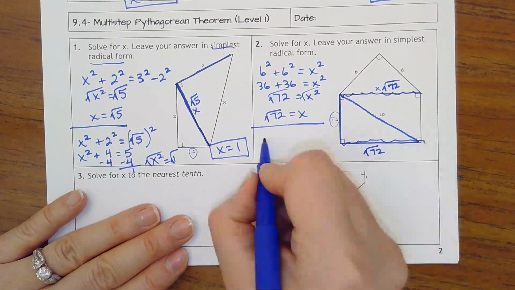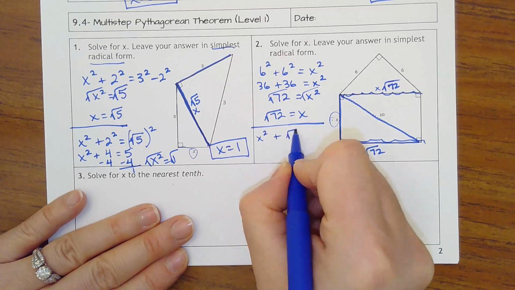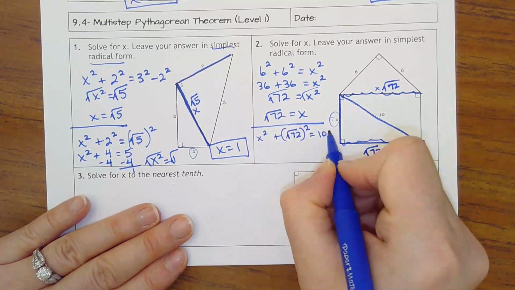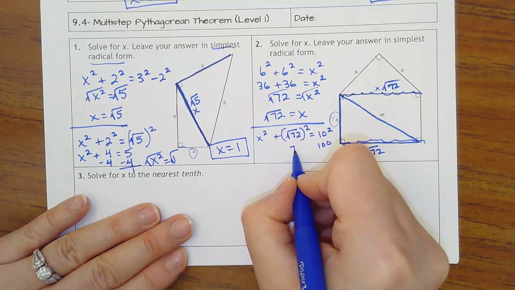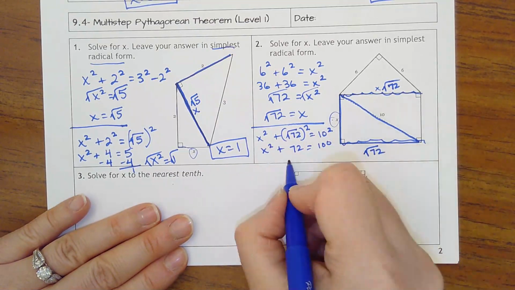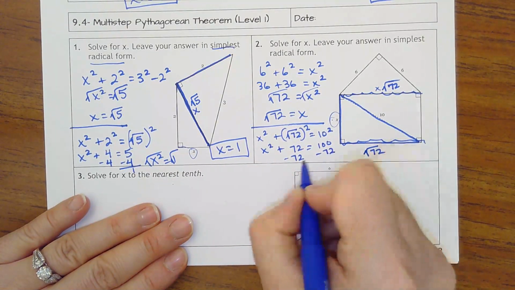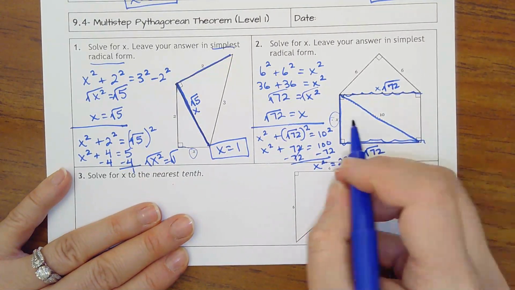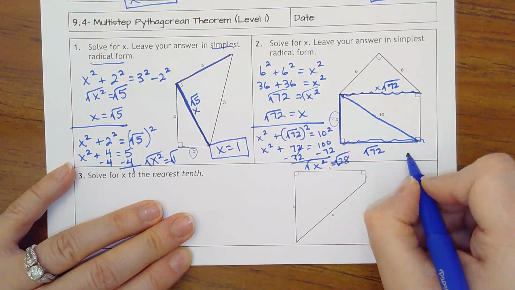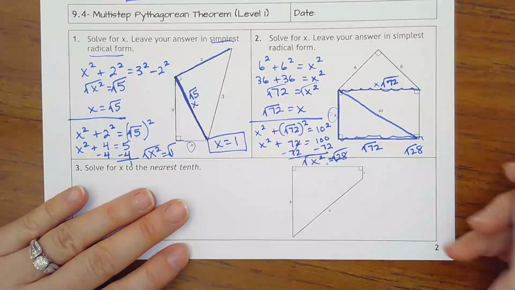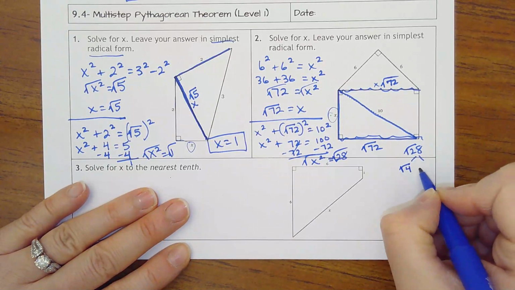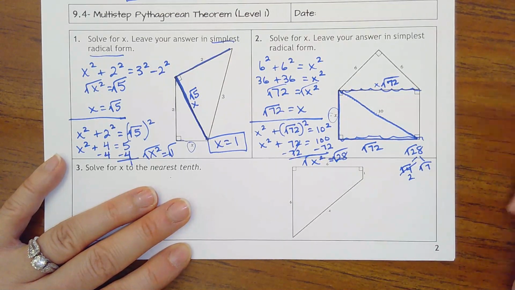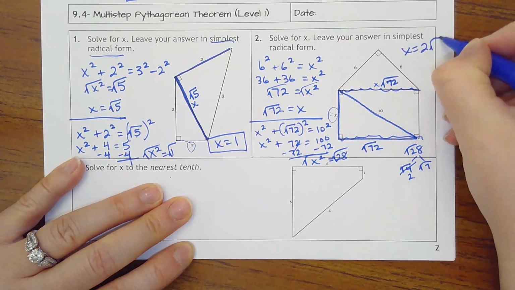So then I'm going to have x squared plus square root of 72 squared, so there it is right there, saying they're going to cancel anyways, equals my hypotenuse 10 squared. That's 100, cancel, so that's 72. Subtract 72. And that would be 28. And then square root both sides. Okay, so when I have square root of 28, is that simplified? No, because 4 goes into 28. So 4 times 7, square root of 4 is a 2. So really I get x to be 2 square roots of 7.